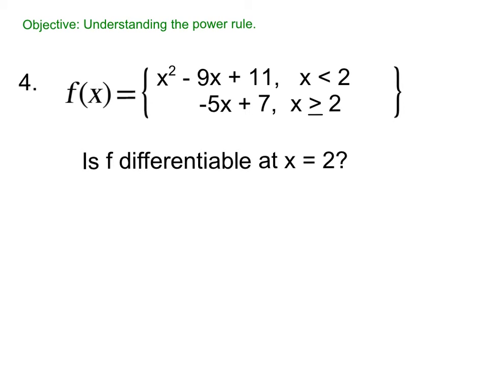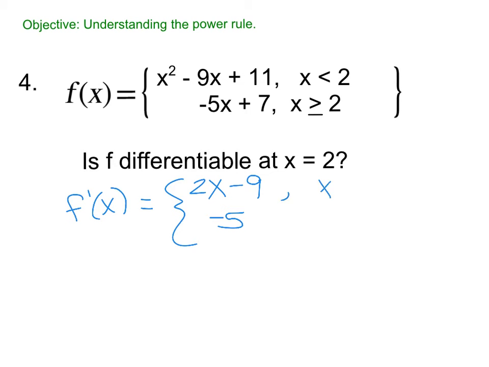All right, is f differentiable at 2? When we did these the other day, it was super complicated. So let's check, because we now have our derivative rules. What is the derivative, f prime? The top is just 2x minus 9. The bottom is negative 5.